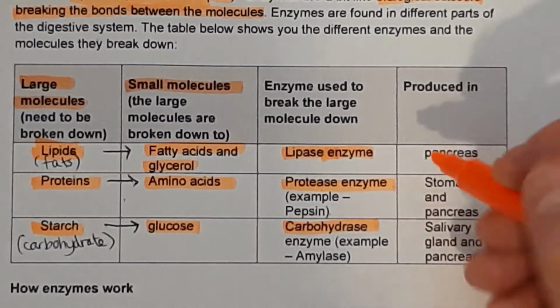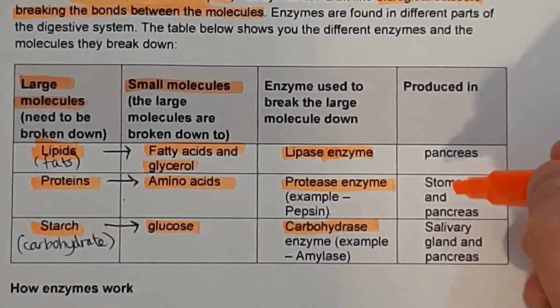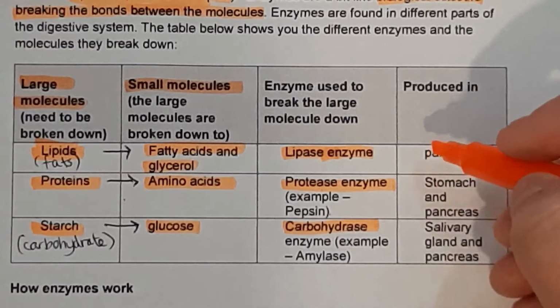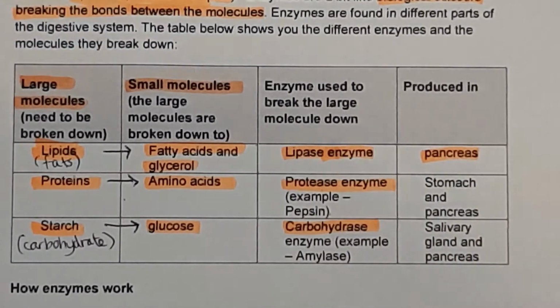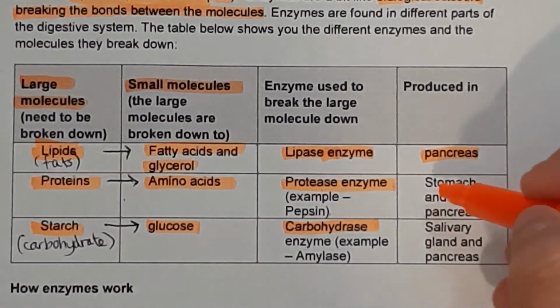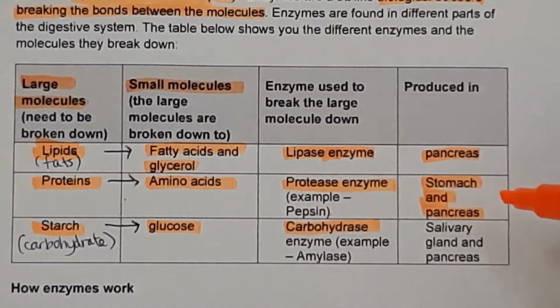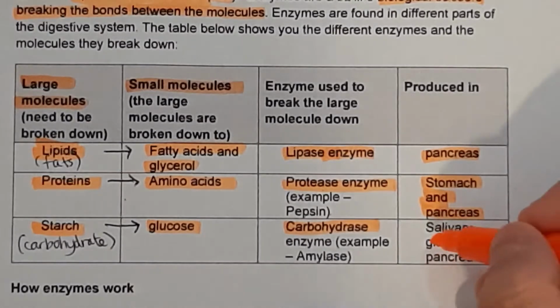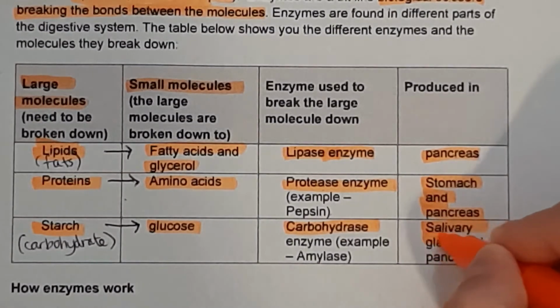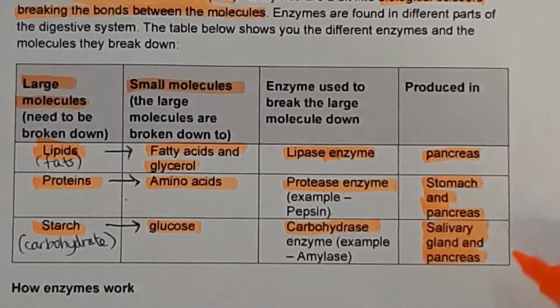The lipase enzyme is produced in the pancreas. So we know that fats are digested after the pancreas, in the small intestine. The proteins are digested in the stomach, or after the pancreas even, and that's where the protease enzyme is produced. And starch is digested and turned into glucose from the very first moment it enters the mouth, because the carbohydrase enzyme is produced in the salivary gland as well as the pancreas.